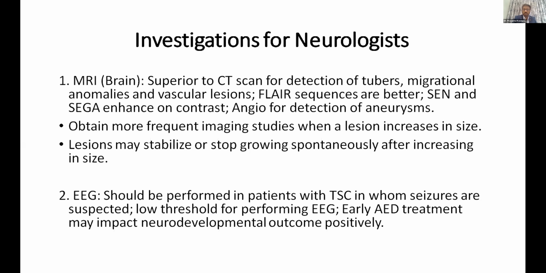Angio sequences will be required in certain cases because aneurysms are also common in tuberous sclerosis complex. They'll be seen in around 3% of cases of TSC. If you find some lesion which is slightly enlarging on serial scans, we'll be doing more frequent investigations, especially if somebody has developed a SEGA or hydrocephalus. We'll be doing more frequent imaging in such patients.